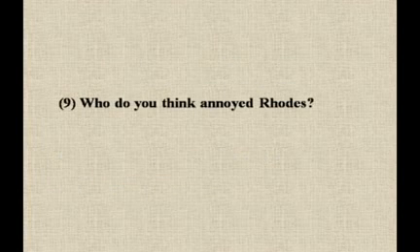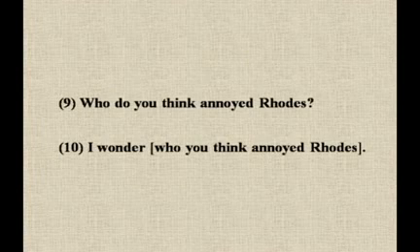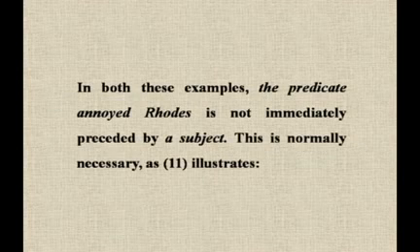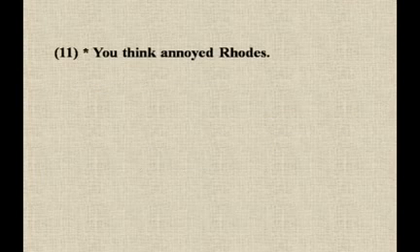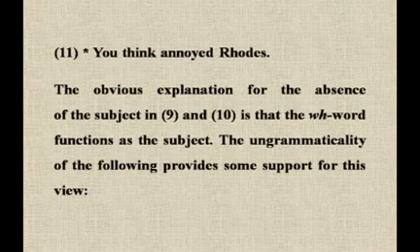9. Who do you think annoyed Rhodes? 10. I wonder who you think annoyed Rhodes. In both these examples, the predicate annoyed Rhodes is not immediately preceded by a subject. This is normally necessary, as 11 illustrates. 11. You think annoyed Rhodes. The obvious explanation for the absence of the subject in 9 and 10 is that the WH word functions as the subject.